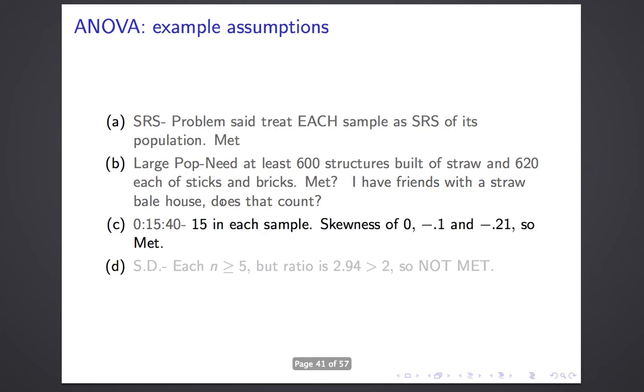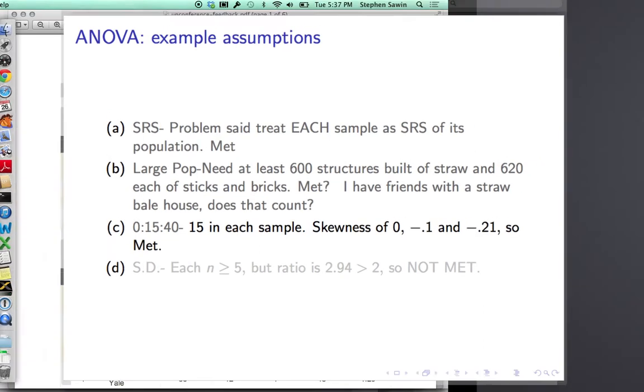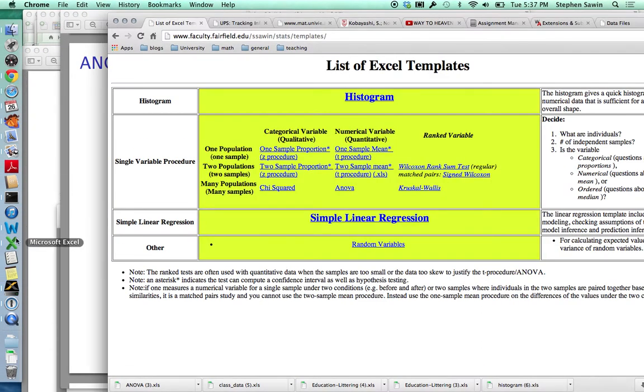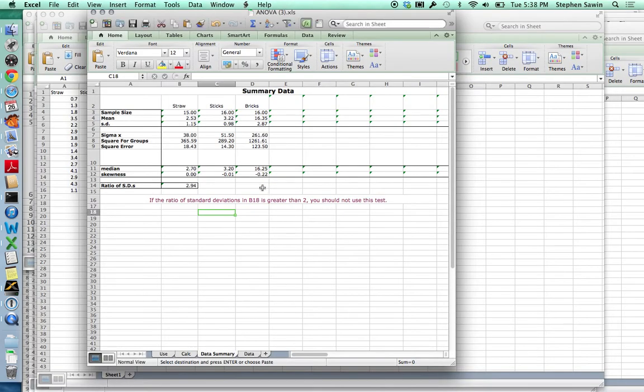0, 15, 40 rule. Each sample has just over 15 or 16. So in that case, we should check the skewness. So let's do that. In the data summary page, it tells you n, 15, 16, and 16. And down here, it tells you the skewness.